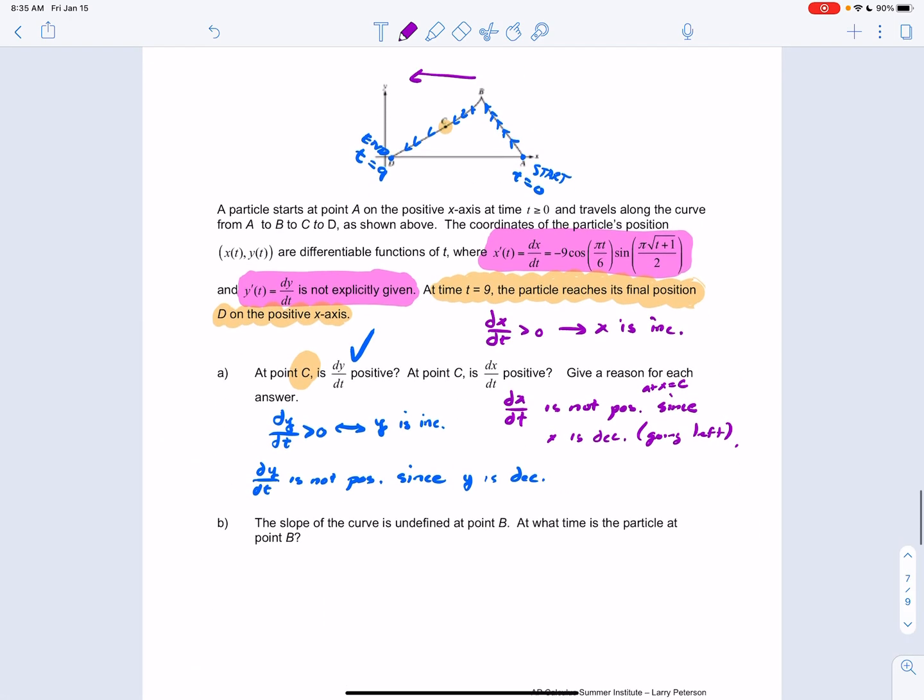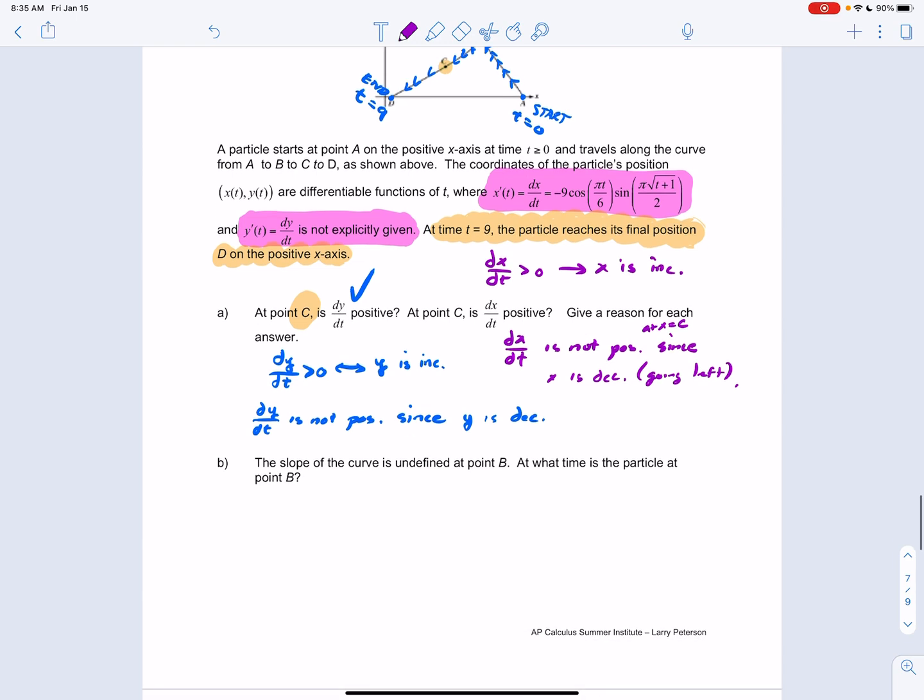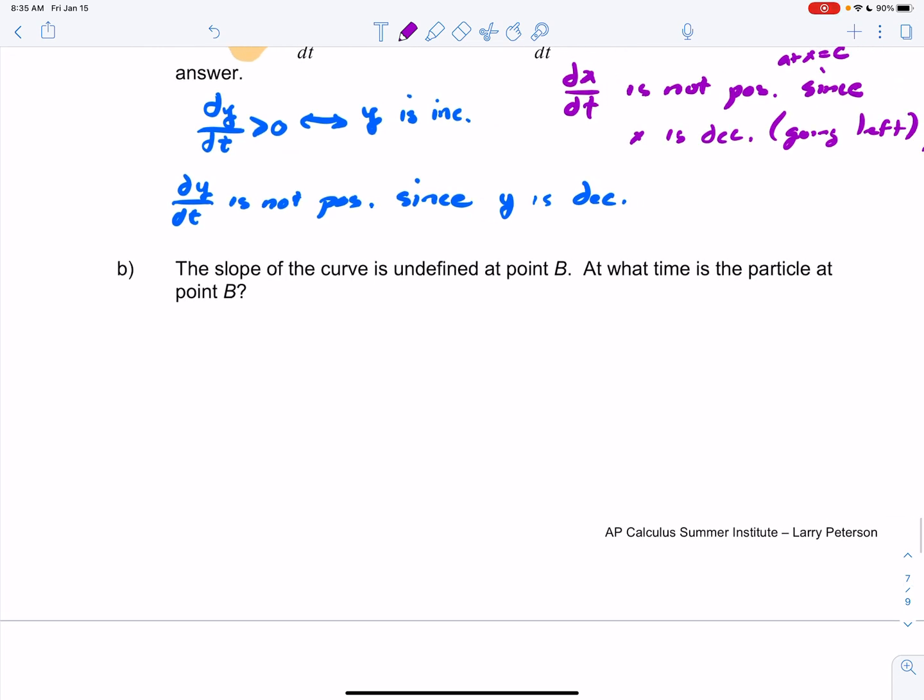Okay, here's point B. The slope of the curve is undefined at point B. At what time is the particle at point B? A little revisit from the last lesson. We know slope as dy over dx, but since we're dealing with a type of parametric function, specifically a vector, remember that dy dx is the same thing as dy dt over dx dt. We have something over something.